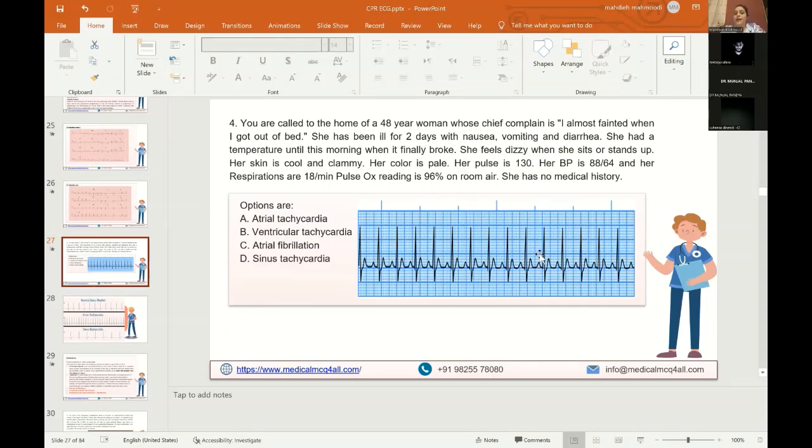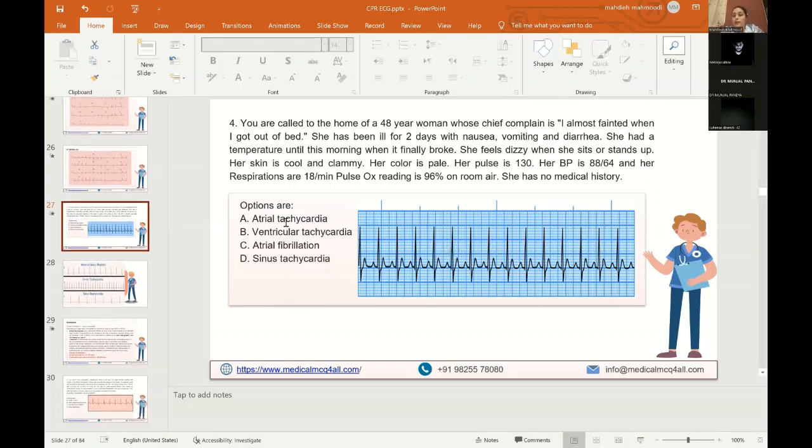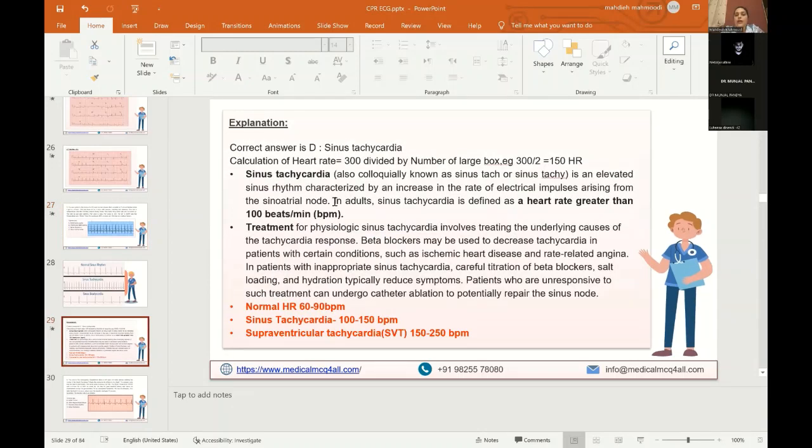Sinus tachycardia happens due to a reason, okay? Either the patient is anxious, they're having like a panic attack, sometimes they're having a thyrotoxic problem, okay? So sinus tachycardia, this patient is clearly hypovolemic, okay? In sinus tachycardia, the heartbeat is usually around 100, 150. Usually it's not more than 150, okay?